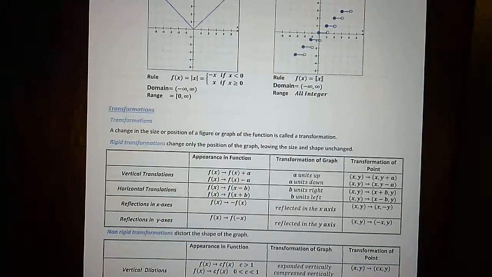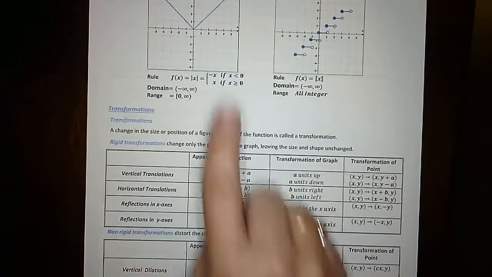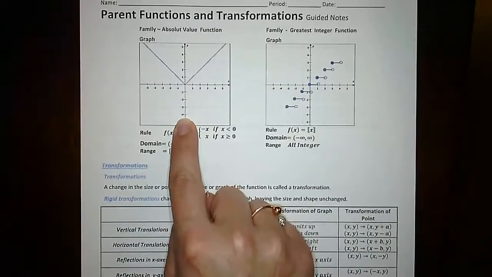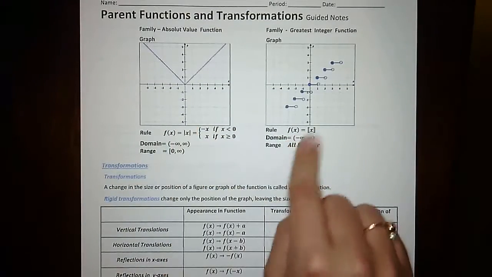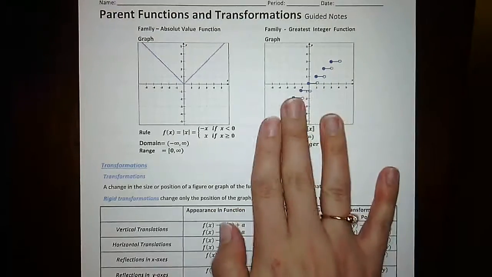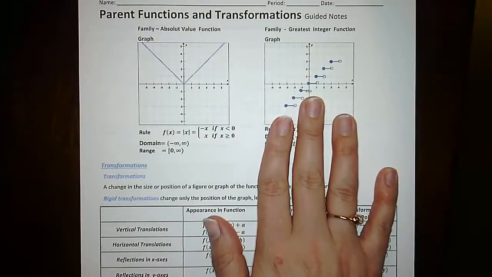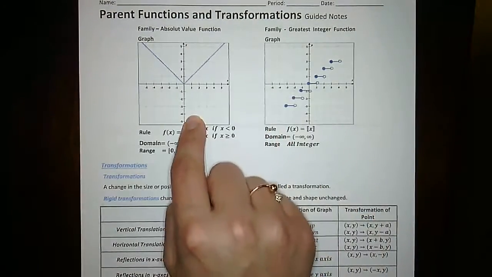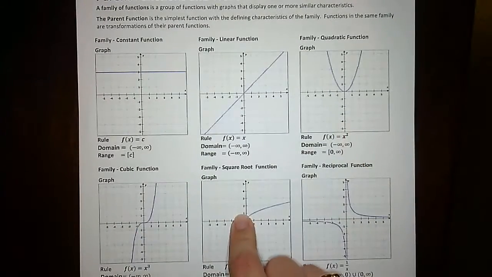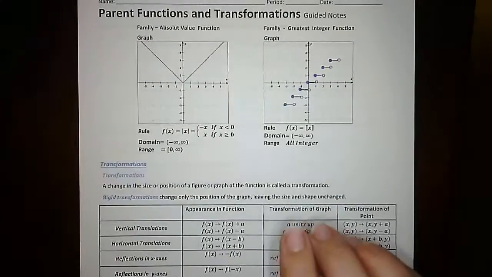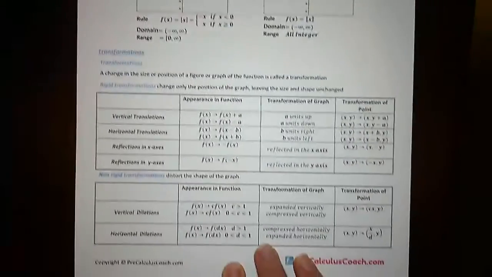Parent functions and transformations. Two more to talk about. This is an absolute value graph, and then here are integer function graphs. We're not really going to use this with transformations, but you will see absolute value a lot. You will see quadratic a lot, cubic, and probably square root. So those are the 4 major ones that you'll see a lot.